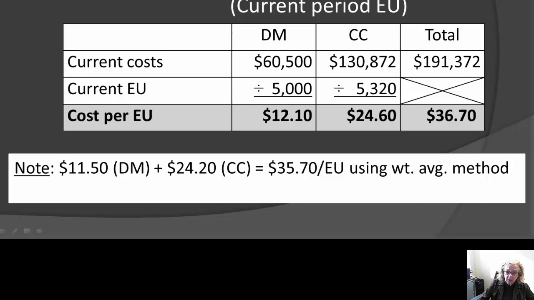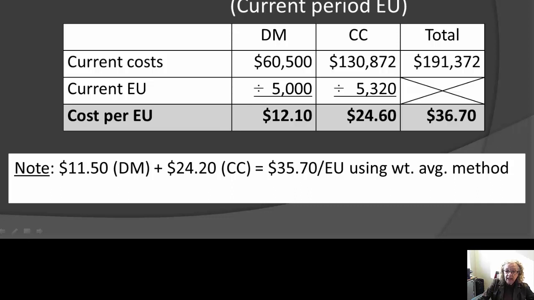Similarly, for conversion costs under the weighted average method, which combines old costs with new costs, we had a cost of $24.20 per equivalent unit for conversion costs. Under the FIFO method, we can see that it cost us $24.60 per equivalent unit for current conversion costs. That's a 40-cent increase, and we might want to think about why that happened.